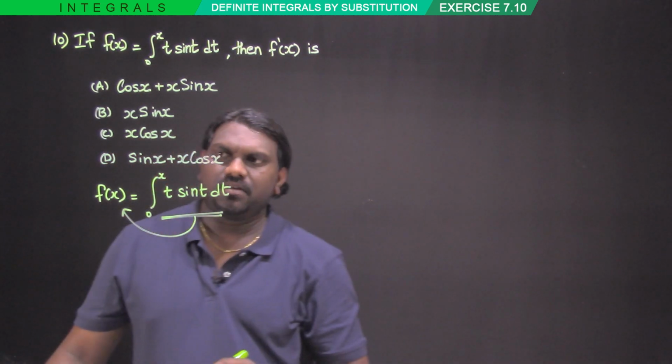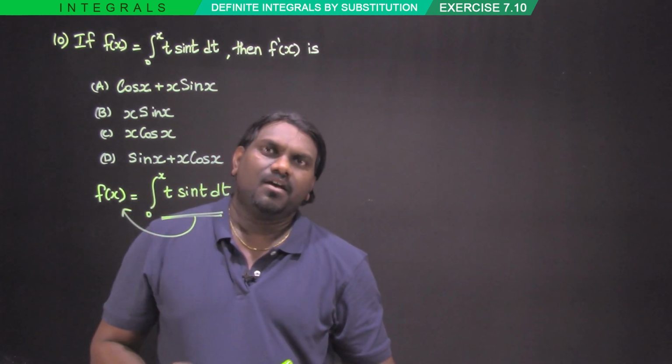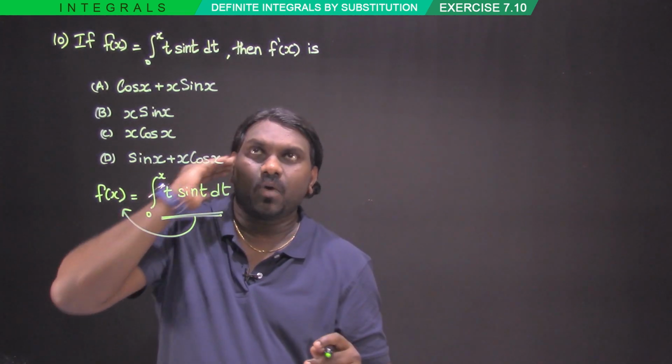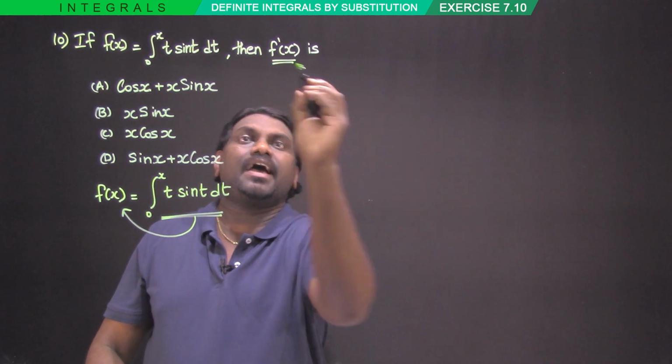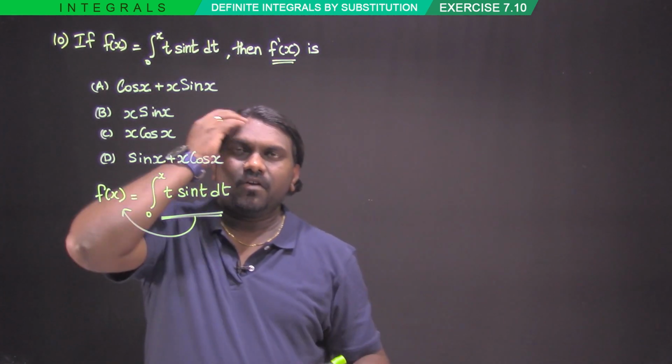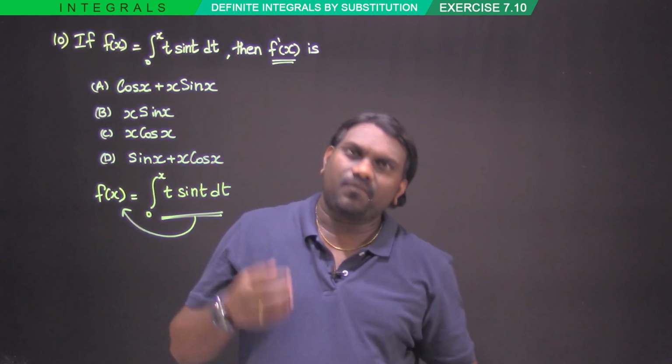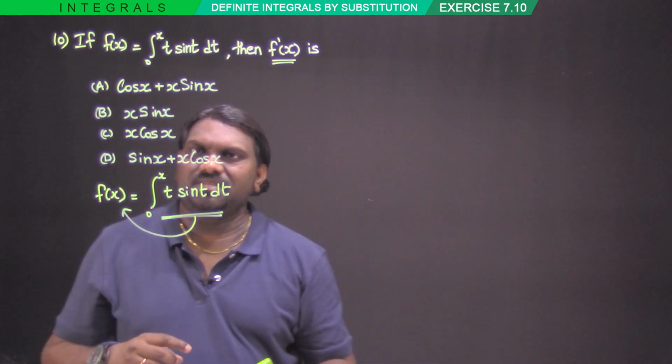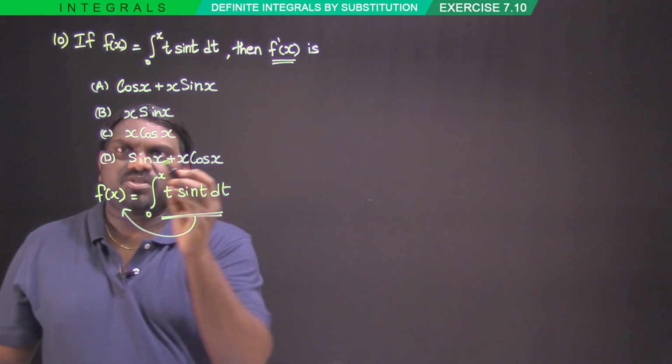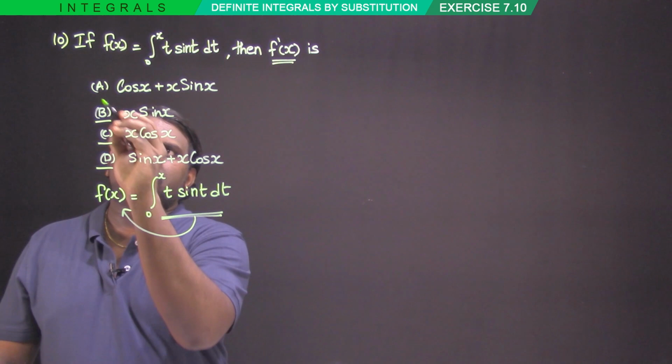F dash, f of x. First you need to find what? F of x. Why? Because you need to find f dash of x then. So after integrating it, you need to differentiate it and get the answer from these. Okay, so these are the options, dear. Let's see which one is true.